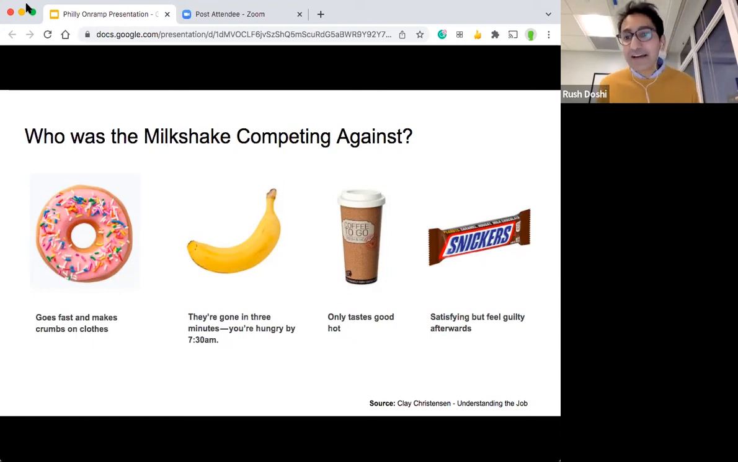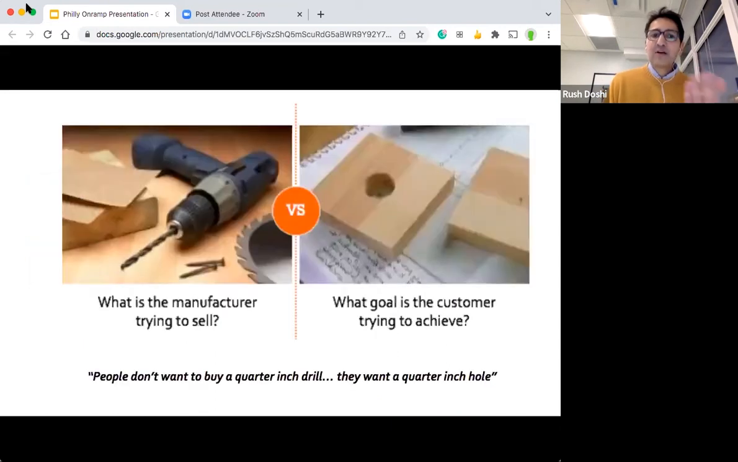So when they did that, the sales went up sevenfold based on that insight, right? And I think the takeaway here is that quite often, the job to be done is not necessarily what someone is trying to sell you. The manufacturer is selling you a 1/4-inch drill, but that's not what the customer wants. The customer wants a 1/4-inch hole. And so if your only thing is a drill, there are many other ways that you can possibly get the hole in there. So you have to keep that in mind.